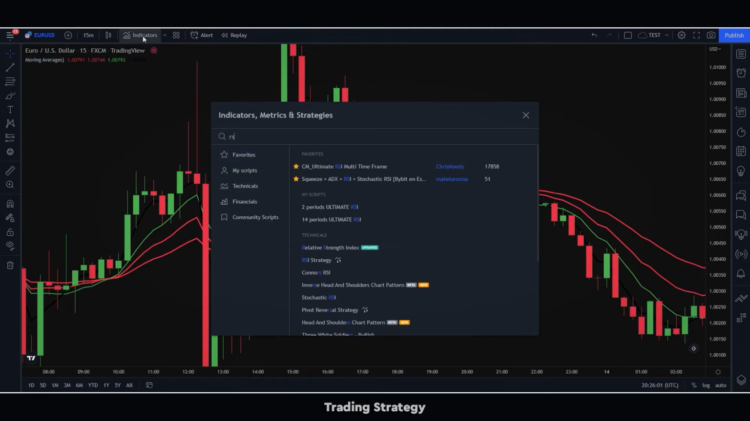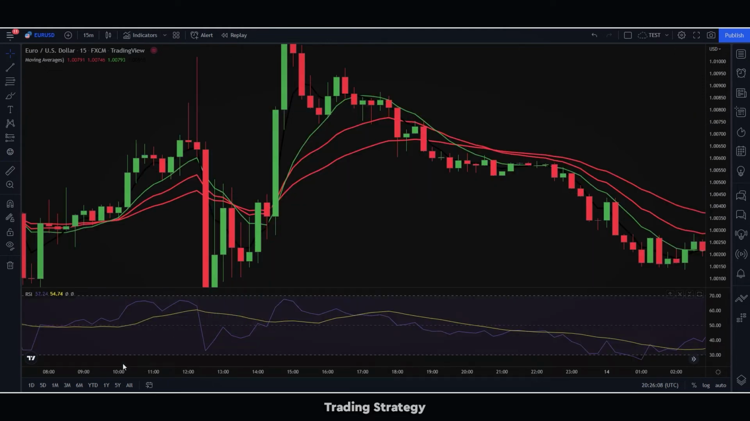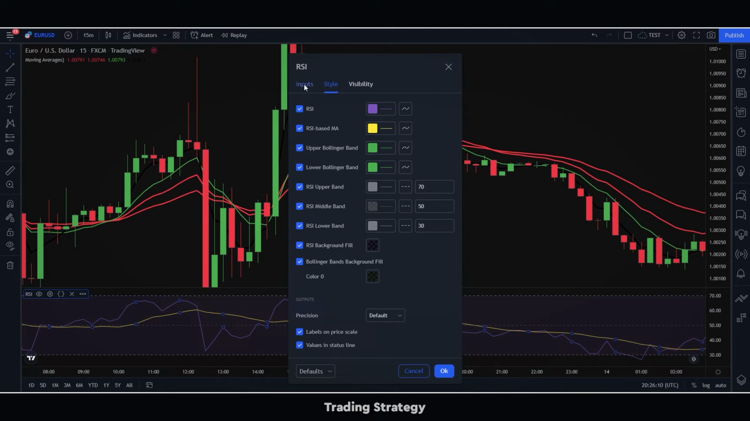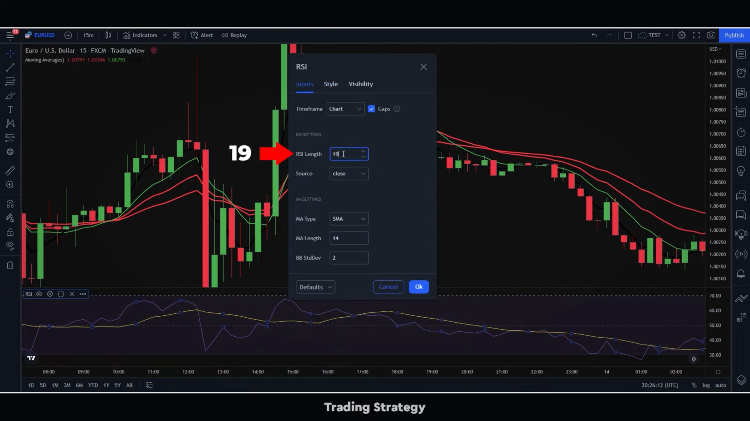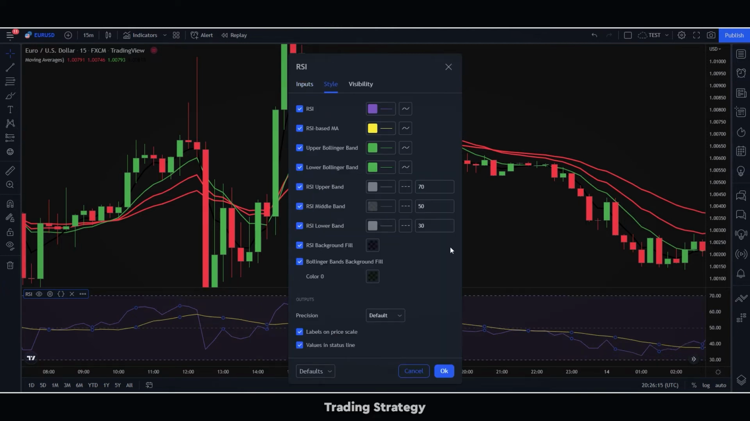As a second indicator, we will add the RSI. We will set this RSI to 19. We will deactivate the moving average, the background, and the upper and lower band.